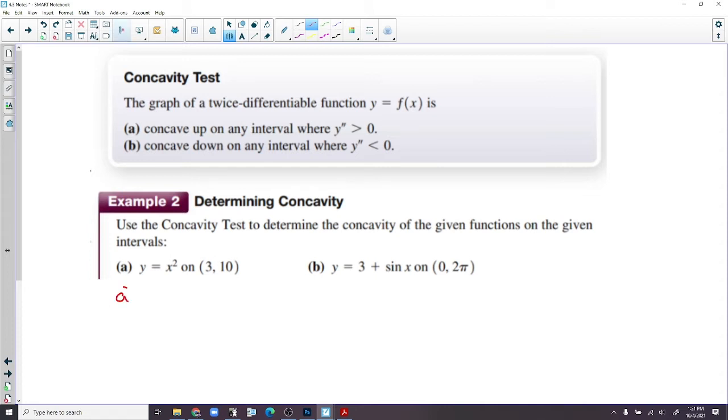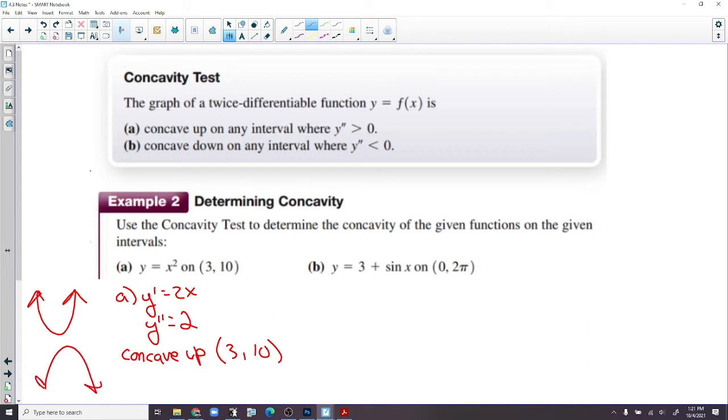So on A, we take the first derivative as 2x. The second derivative is 2. So this is concave up on the entire interval, on 3 to 10. Well, it's a parabola. A parabola is either all concave up or all concave down.